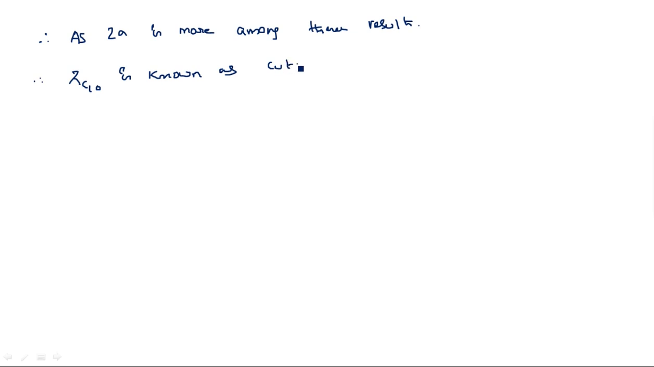Therefore, as 2a is more among these three results, and not only three, we can go for any number of equations, 2a is the highest value. So that's why lambda c 1 0 is known as the cutoff wavelength.